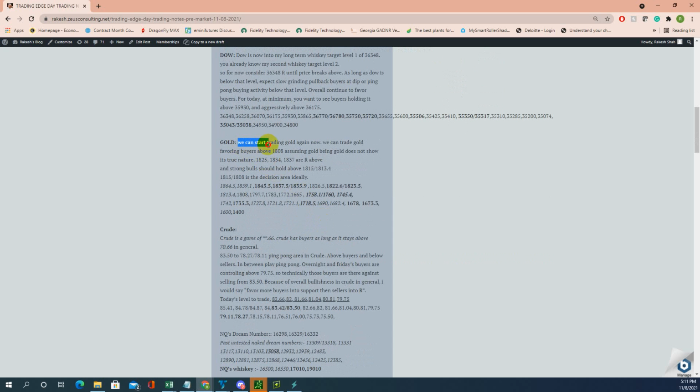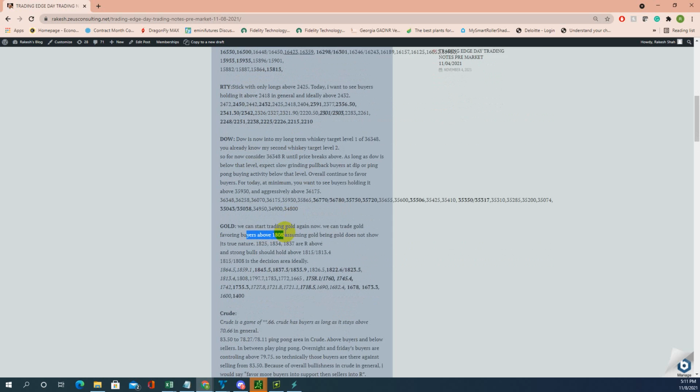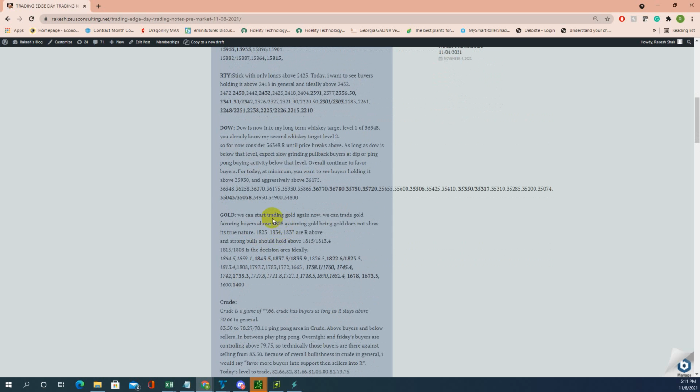Gold, as I said yesterday, buyers are there above this area. This is what I typed in yesterday night, that above this area we can look for longs in gold. But since I was busy watching these other things, I couldn't even trade gold today. But you can see it went all the way up to 30, this area somewhere.